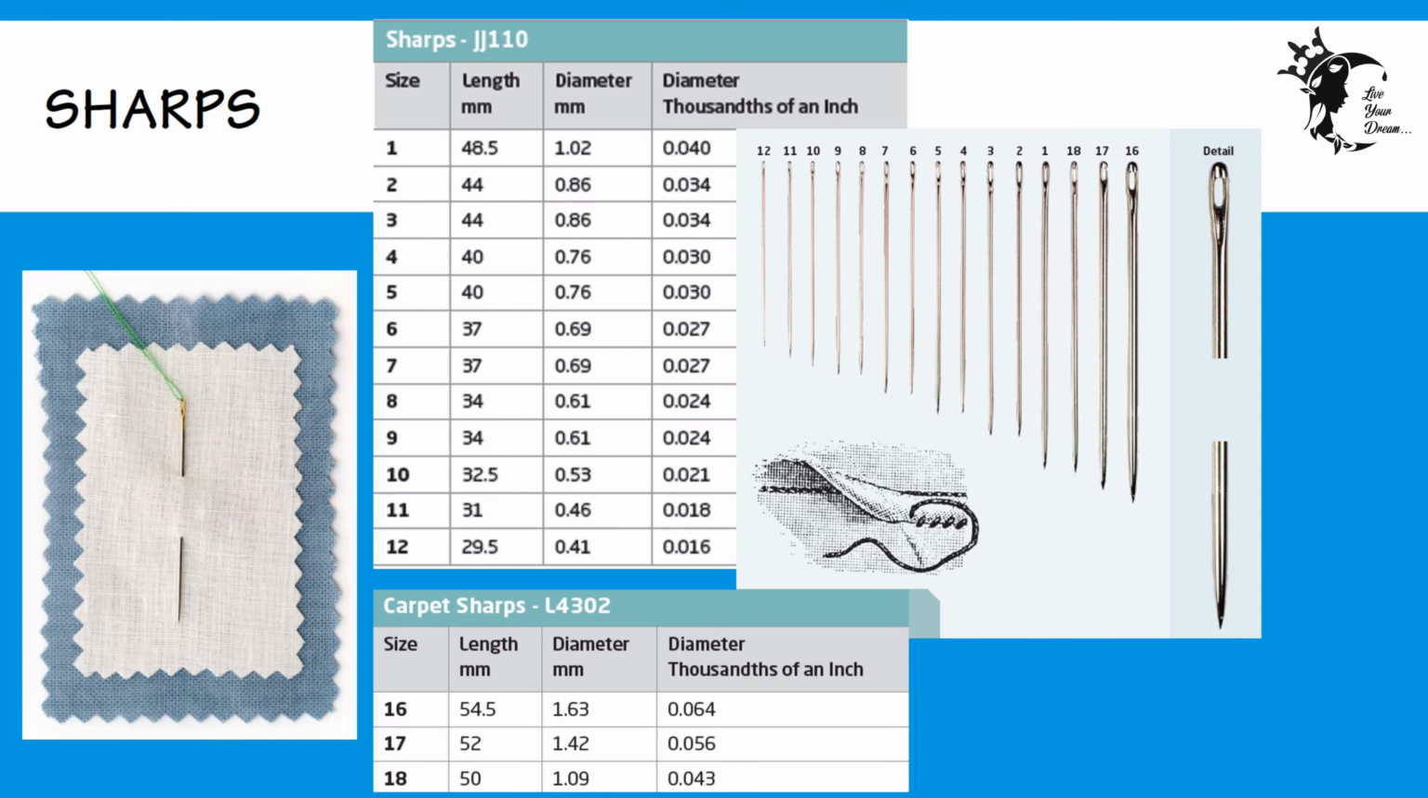Now we'll look into each needle in detail. Sharps are general purpose sewing needles used by dressmakers around the world for common sewing purposes on almost any fabric. They have a sharp point and a short round eye to provide added strength and just large enough to accommodate thread. They are of medium length. Sizes 16, 17 and 18 are also known as carpet sharps, most commonly used to manufacture hand carpets and rugs.